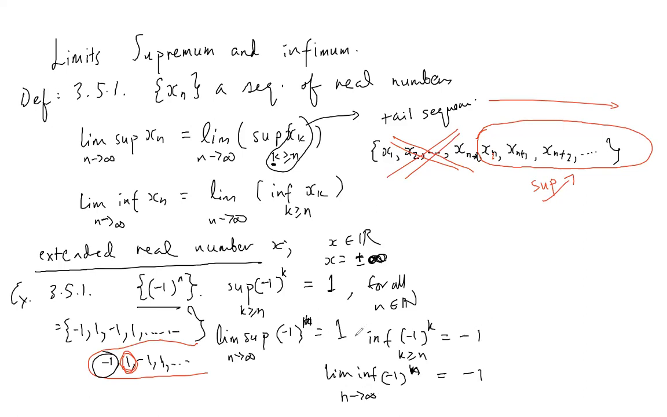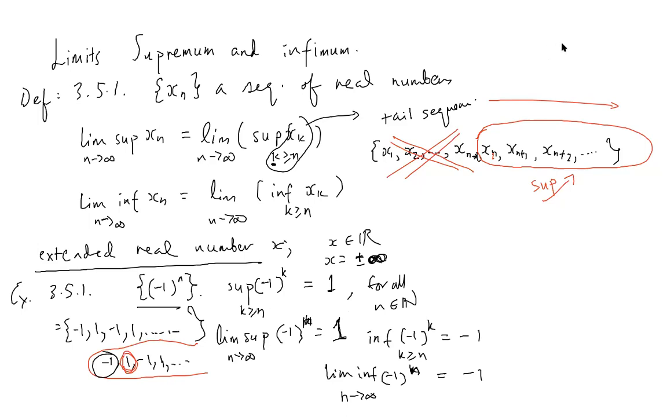So in this case, your lim sup and your lim inf are different. In fact, when your sequence is not convergent, your lim sup and your lim inf will be different. Later we have a result showing that if your sequence is convergent, then your lim sup is equal to the lim inf. And if the lim sup is equal to the lim inf, it can be used to show convergence as well. So it's an if and only if kind of relationship. That's shown in theorem 3.5.1.